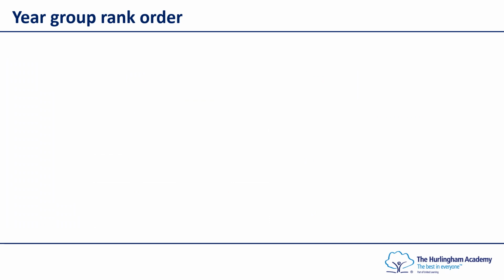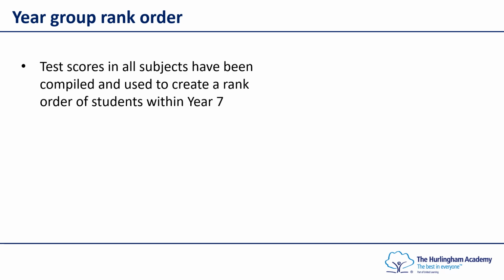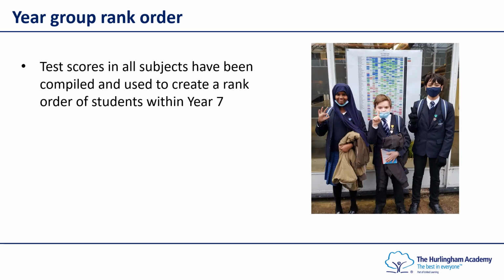In addition to the information that you have received for each subject, we have compiled all of the test scores for each child and used this to create a rank order of the students within Year 7. The rank order is published after each set of assessments, and as you can see from the picture, the students really enjoy the competitive spirit that this generates. Scores from the lower part of the ranking are obscured to protect these students' identities.